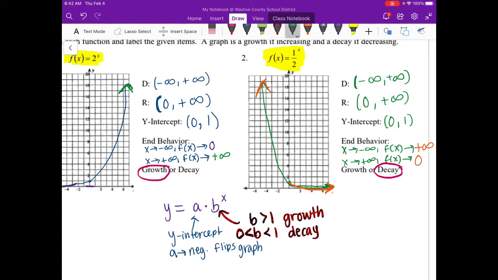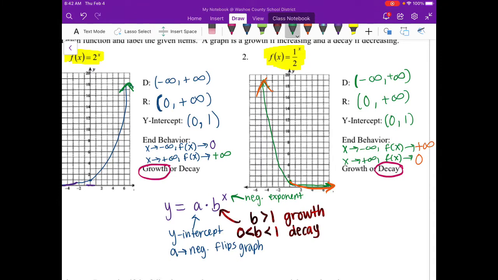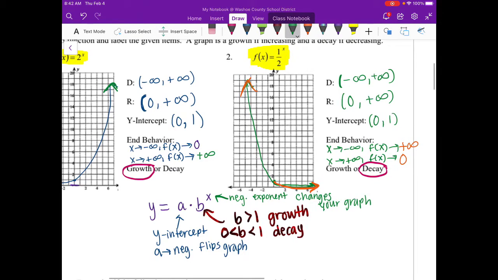And the last part of my equation here, this x is going to be part of your equation, but if there is a negative exponent, that's going to be the reciprocal of what you think is going to happen. So a negative exponent changes your graph. It's going to flip your b value.